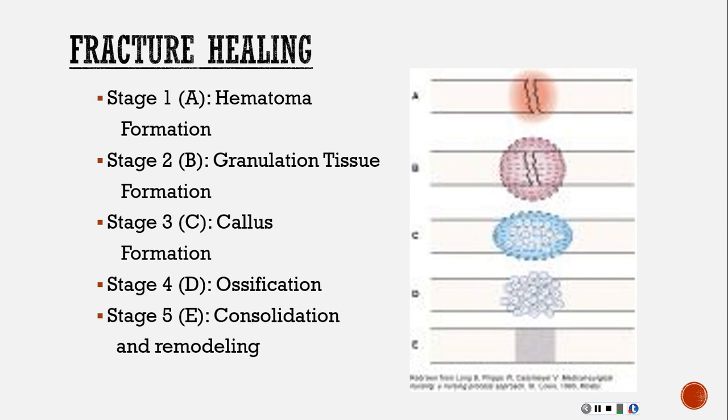Second, you've got granulation tissue formation. The site of the hematoma, as the blood has formed around that fracture, it starts that healing process, basically. Third, you've got callus formation. It's the next step. Fourth, ossification. Actually, the bone starts to grow. And then finally, consolidation and remodeling. It corrects itself. It almost shaves off the pieces that don't need to be there. It grows in the right way, I guess.